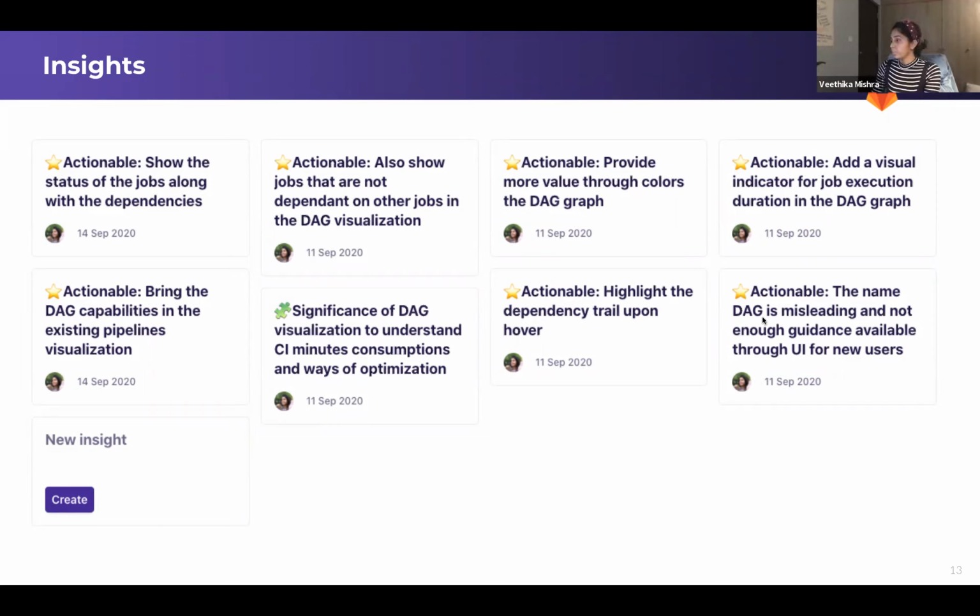Then the name DAG is misleading, and there is not enough guidance available through the UI for new users. And this was the reason that the last time I made this presentation, it was named DAG visualization, but this time I changed that to needs relationship, because that's easier to understand, and probably it's also going to be changed on the interface for the users and in the documentation as well.